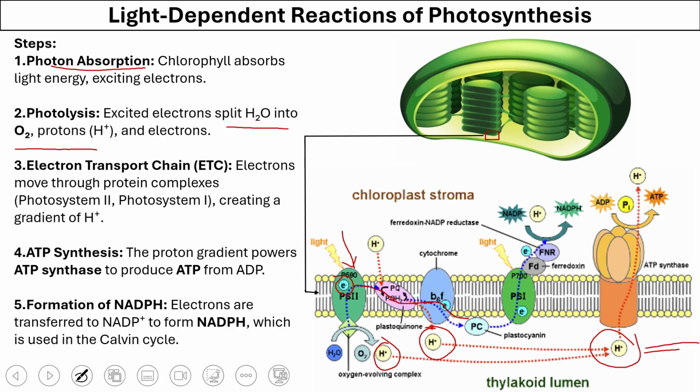This gradient of hydrogen ions then moves the ATP synthase, and the movement of these ATP synthase molecules leads to the production of ATP. Here you have also seen that hydrogen ions are utilized for converting NADP into NADPH. So the end products NADPH and ATP are produced in the light reaction, which will then be used in the dark reaction or the Calvin cycle.